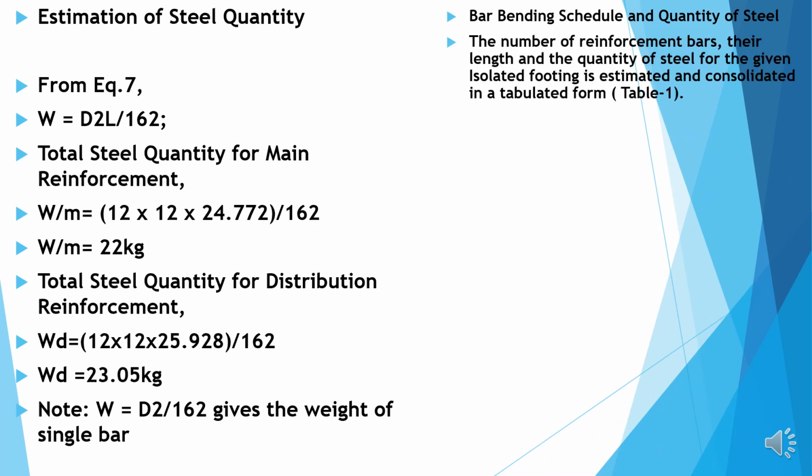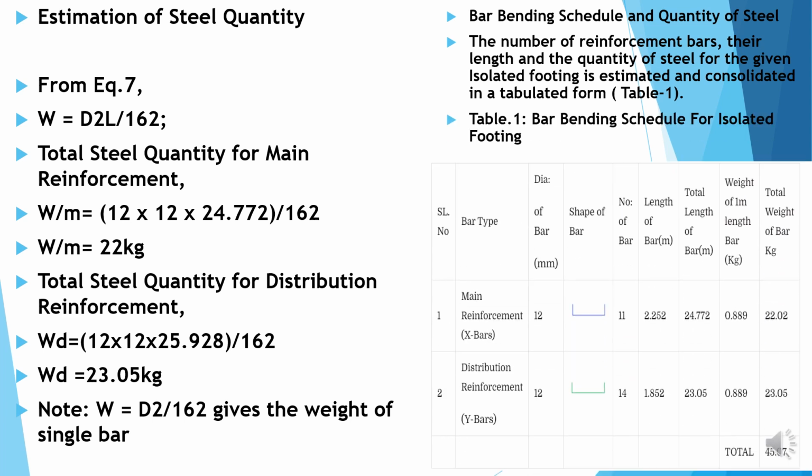Bar bending schedule. The number of reinforcement bars, the length and the quantity of the steel have to be calculated in the tabular form below. Bar bending schedule for an isolated footing. See here I give serial number, bar, dia of the bar, shape of the bar, number of bars, length of the bar, total length of the bar, weight of 1 meter length bar, so total weight.